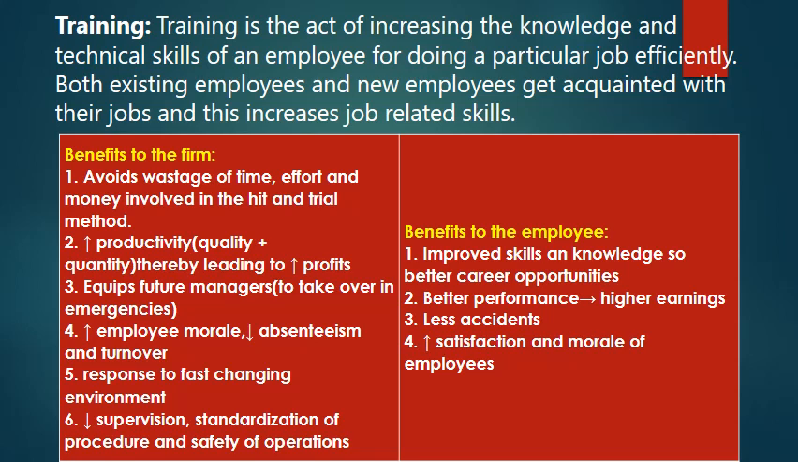First let us talk about what benefits the firm gets by providing training to the employee. First, it avoids wastage of time, effort and money involved in the hit and trial method, because without training the employee will make use of hit and trial methods in order to do the job, and in that he will waste a lot of time, resources, money and effort. So that is avoided. Second, productivity improves. Quality plus quantity both improve, and this will provide more profit to the organization. Then proper training equips future managers, meaning when an employee becomes skilled in a particular job, he can be promoted to managerial positions in the future.